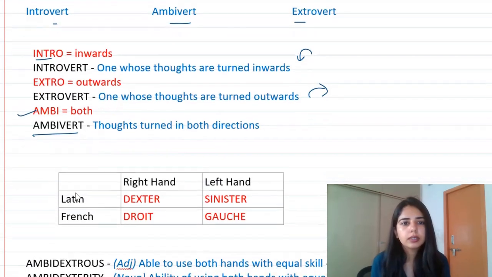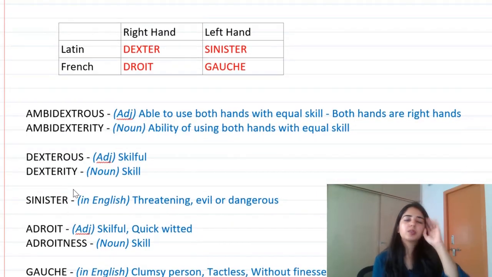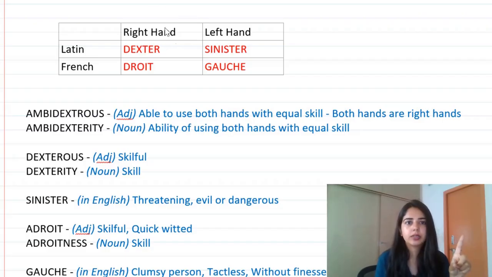Now let's see some of the root words which have been taken from Latin and French, which mean right hand or left hand. Now in Latin, dexter means right hand. Okay, right hand is dexter and left hand is sinister. In French, right hand is droit and left hand is gauche.